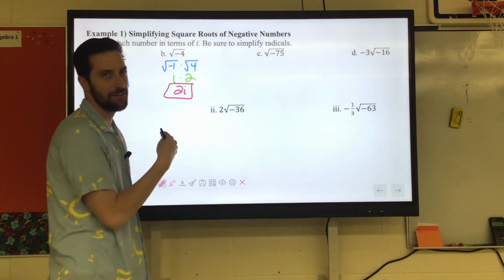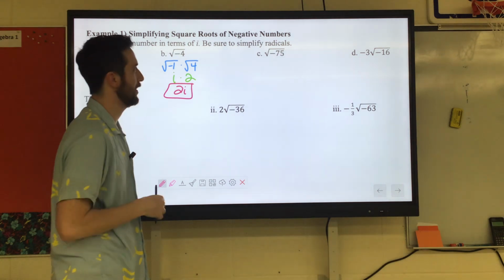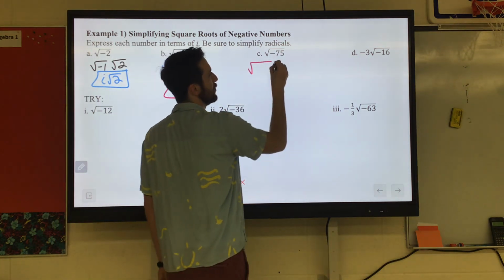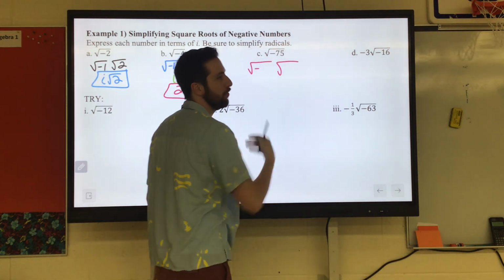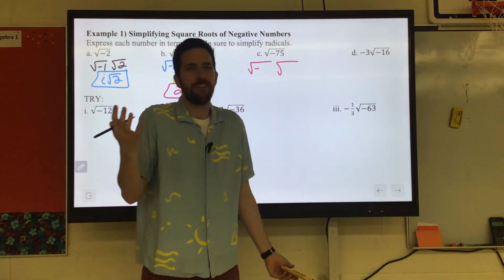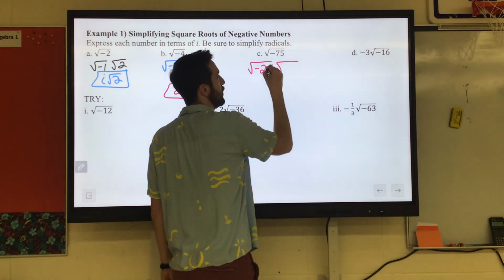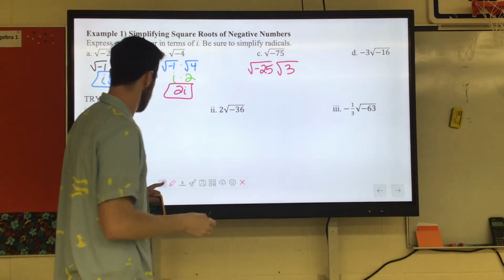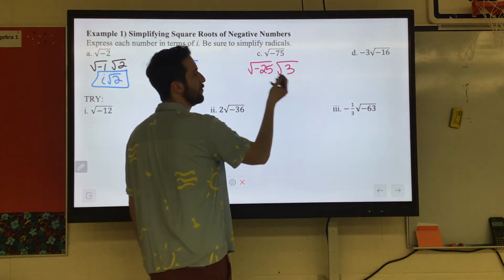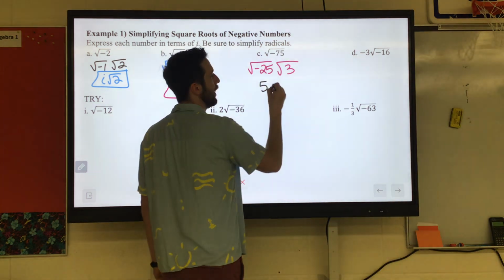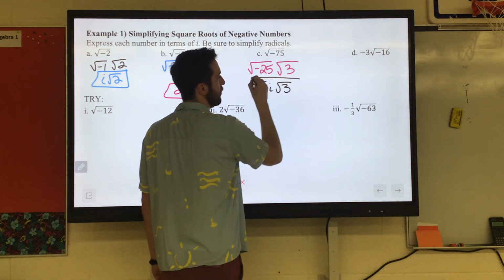Just put the perfect stuff in the left. If you got a negative, just put it in the left. So when we're thinking about negative 75, I'll put the negative over here. Now let's just pretend like it's regular 75. I know 25 goes in there. So I'm going to say that's negative 25 times positive 3. When I'm doing the square root of negative 25, that's going to be 5i root 3.